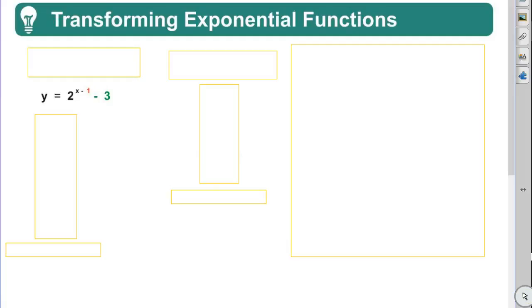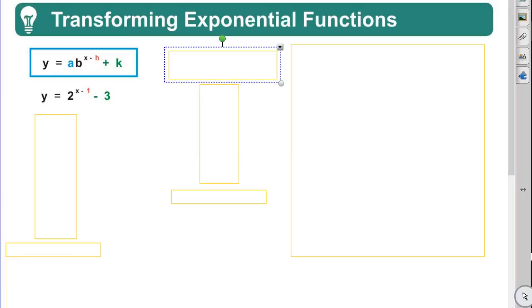All right, this is the quick review, and it's transforming exponential functions. All right, so we have to know the pattern. The pattern is going to give us insight into the translation. This function will be translated h horizontally and k vertically.